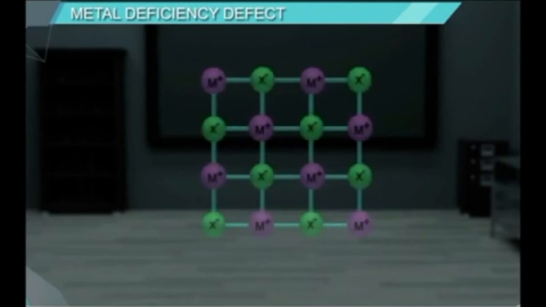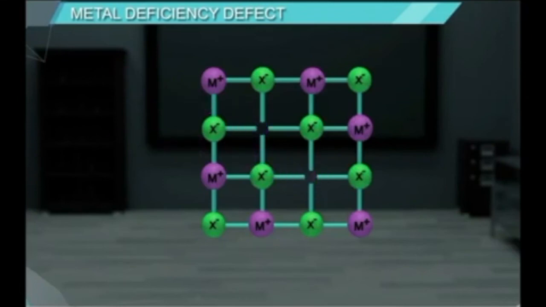Metal deficiency defect. This kind of defect is created when a metal ion goes missing from its original lattice site. To maintain charge neutrality, the same metal ion having a higher positive charge is added to occupy the vacancies created in the crystal. As this metal ion has a higher positive charge, it will occupy only some of the sites to balance the overall charge, and other sites will be left vacant.